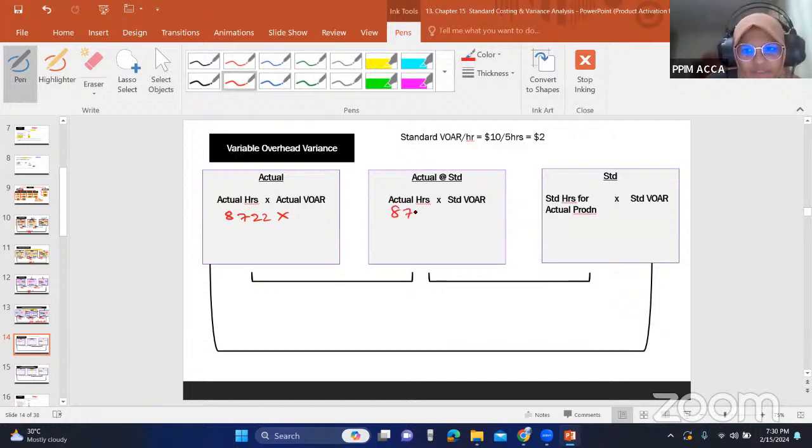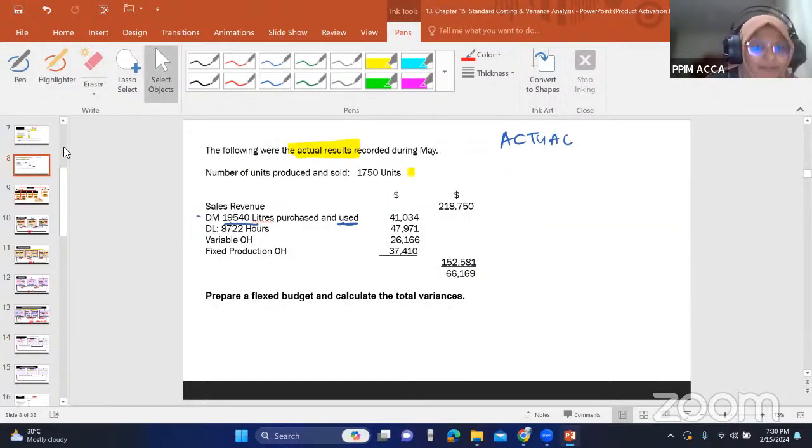I'll put 8,722 here as well. Actual VOAR. Okay. Let's go to the actuals. We know that the total has to be 26,166. That's the total.